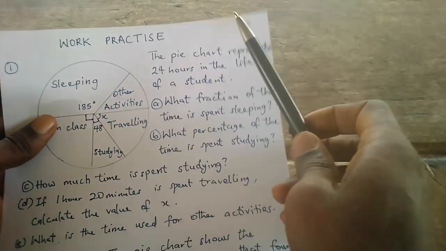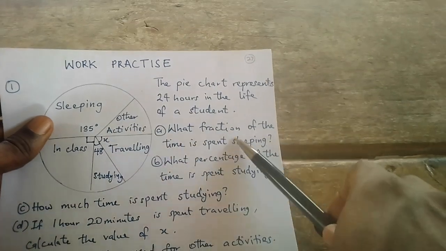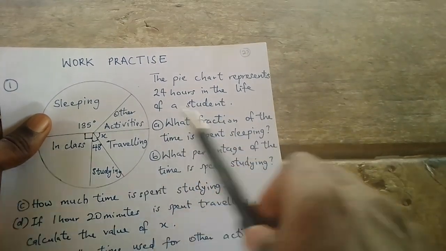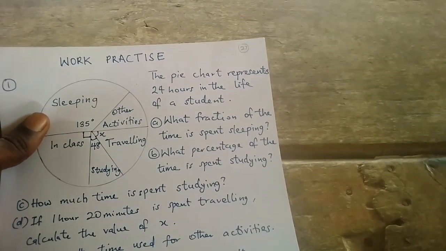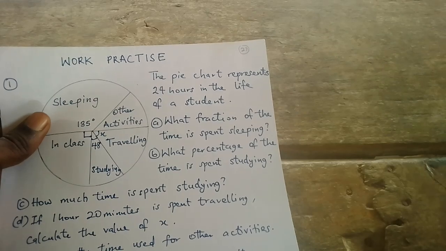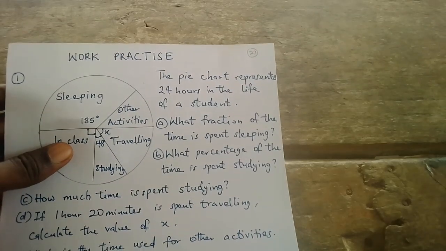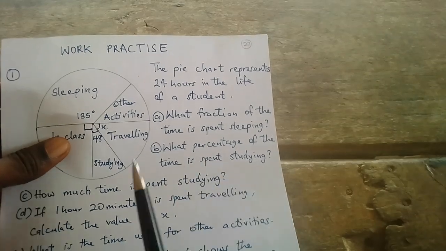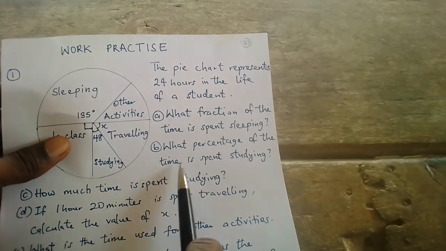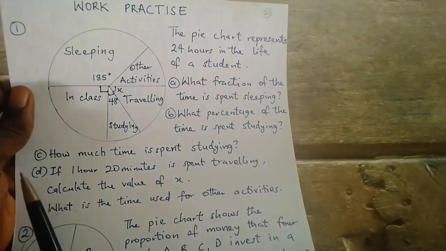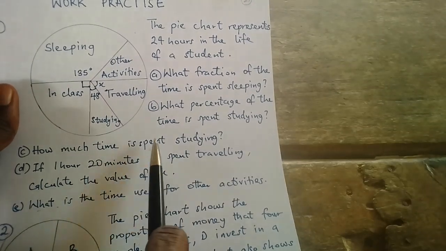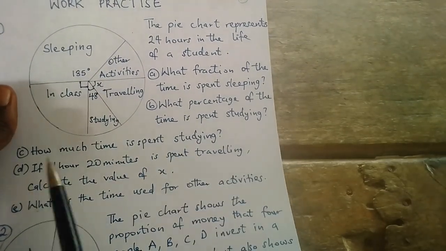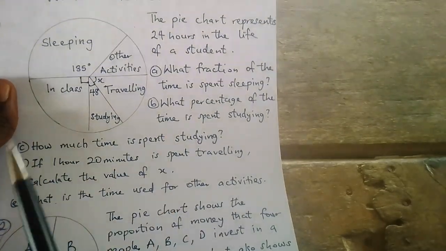So they now ask: what fraction of the time is spent sleeping? That's A. B: what percentage of the time is spent studying? C: how much time is spent studying?